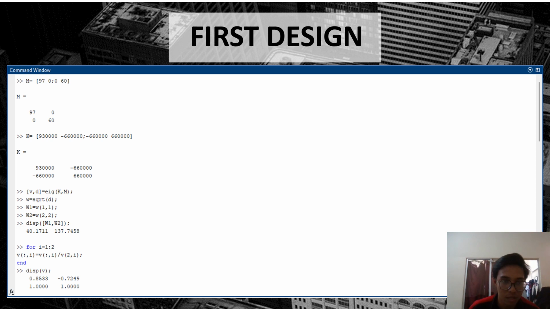and we can display the value of the highest and the lowest frequency of the first design. That is 40.1711 and 137.7458. And we can also display the mode shape, V equal to 0.583 and negative 0.7249.